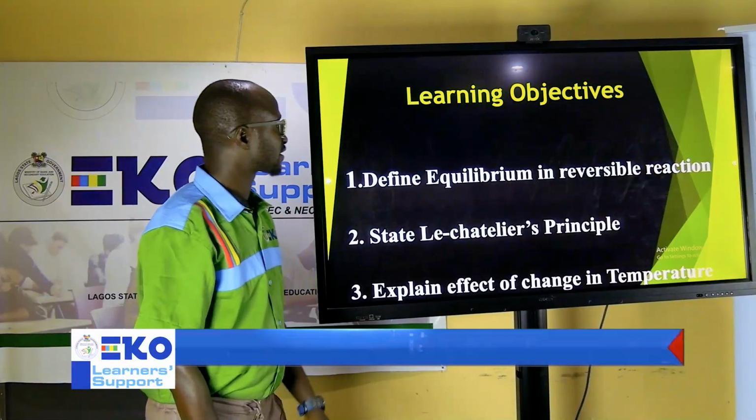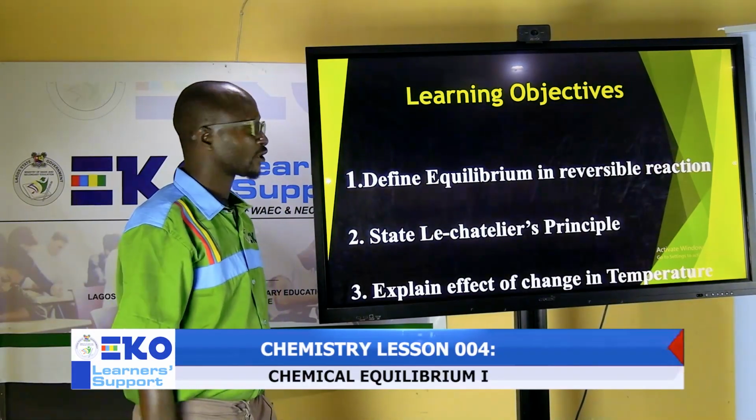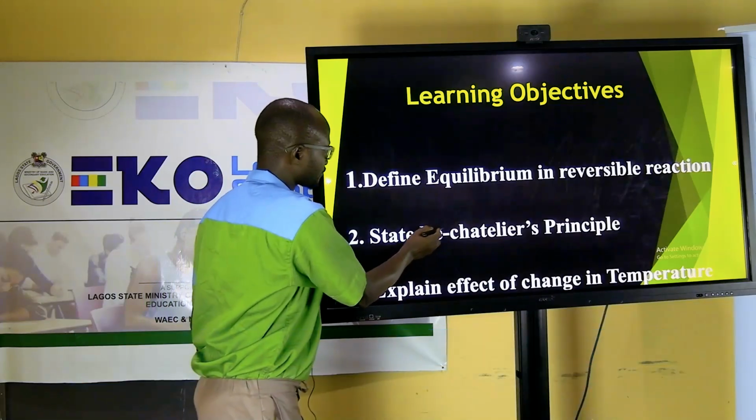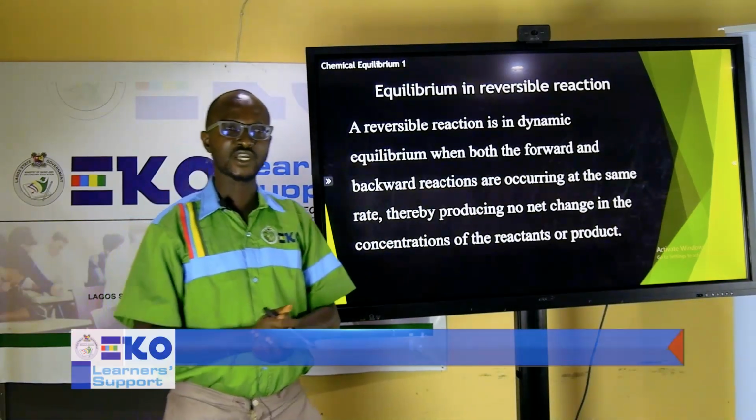So our learning objectives for this class is this. The first one, we're going to learn how to define chemical equilibrium in reversible reaction. Secondly, state Le Chatelier's principle. And thirdly, explain the effects of change in temperature. Now, what is chemical equilibrium?